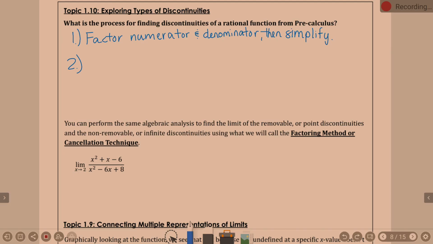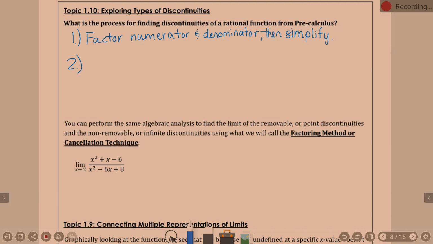So factor the numerator and denominator, then simplify. You have 2 options then. When a factor cancels, you know it as a hole. And hole is still an acceptable word, but you also need to know it as a point discontinuity.